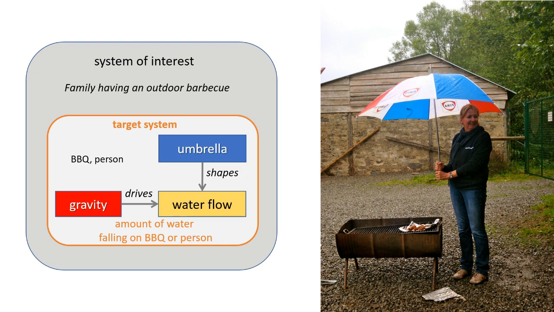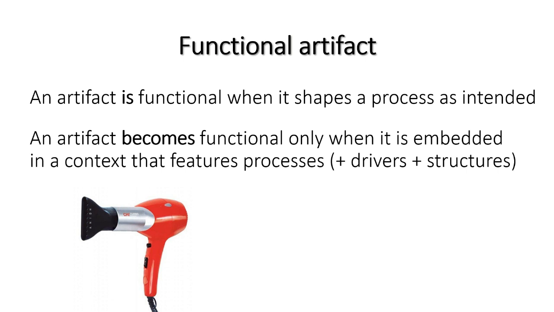So the target system itself would be the barbecue and the person, as part of a larger system, the family, whom you don't see in the picture, but there's of course a larger group and they're having a party. An artifact is functional when it shapes a process as intended.